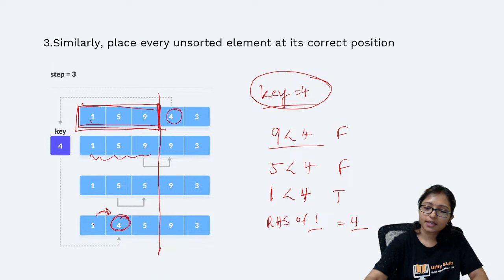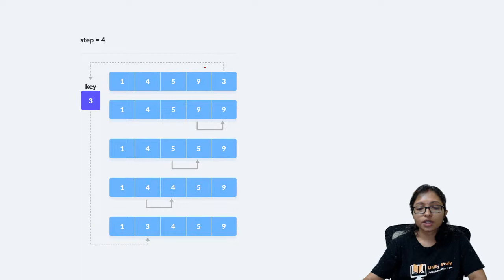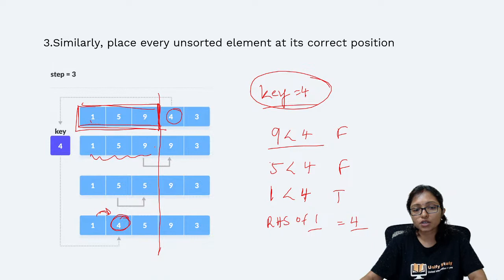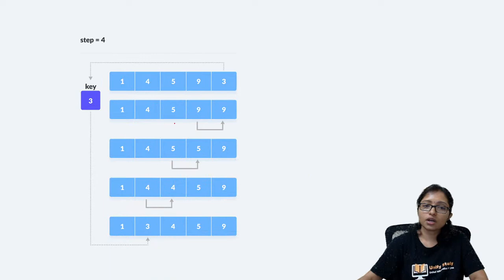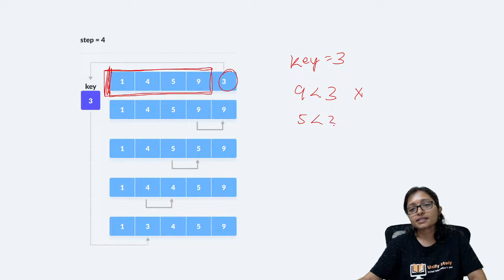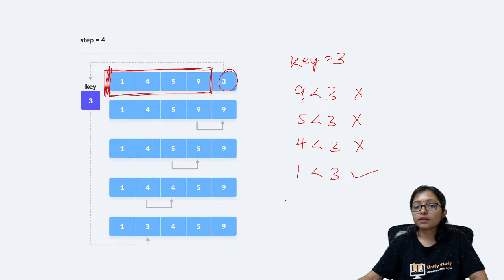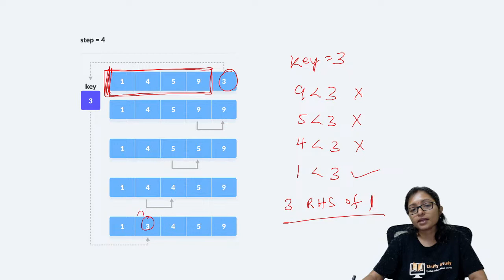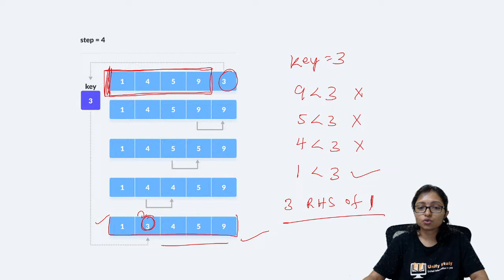Yes. Good. Same way. Now you will see the key. This is already my sorted part, because till now it was already sorted, right? 1, 4, 5 are all sorted, and 9 is also sorted now. Only this 3 is unsorted. So I am taking the key equals 3. Now I am comparing: is 9 less than 3? No. Is 5 less than 3? No. Is 4 less than 3? No. Is 1 less than 3? Yes. That's why I will place 3 on the right side of 1. So it is my correct place. I can place it. Right. Clear. So finally I got my sorted array. This is my total sorted array.